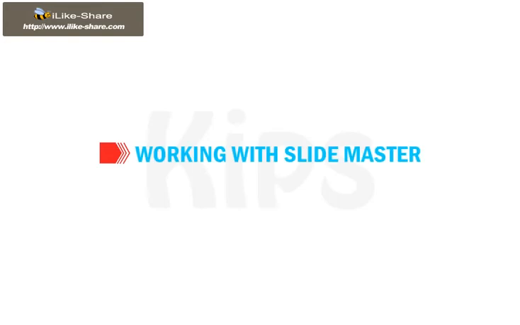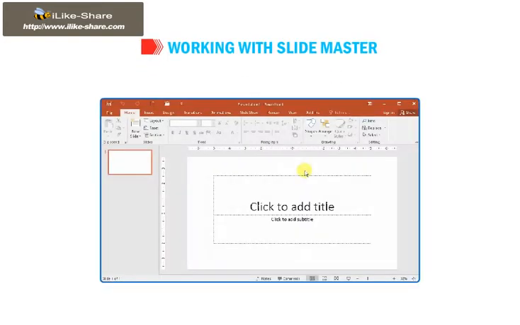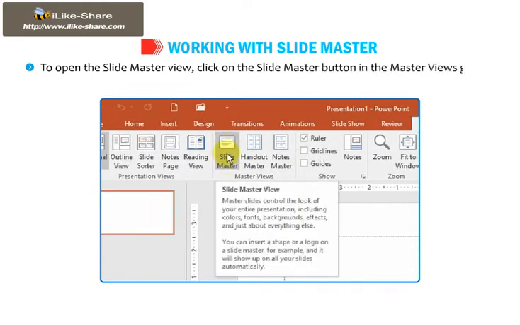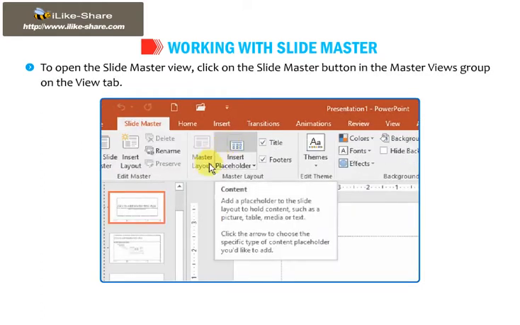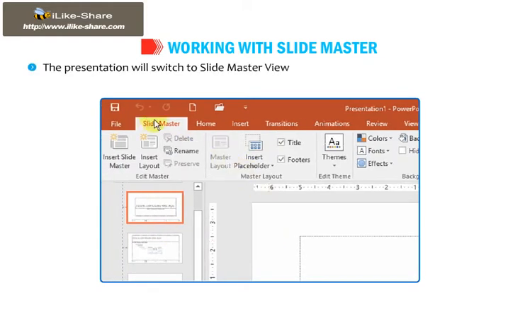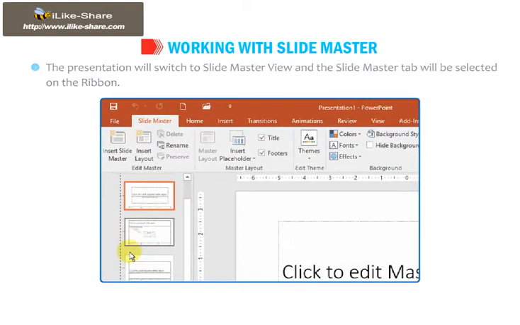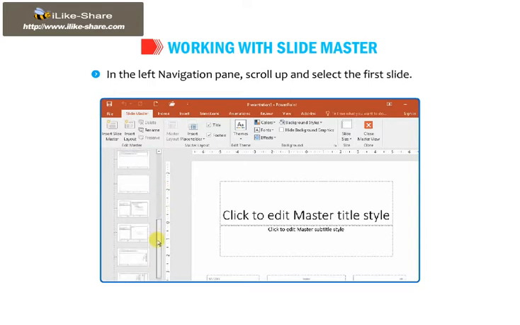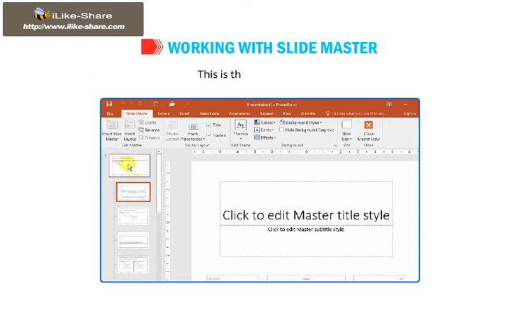Let's learn how to work with Slide Master now. To open the Slide Master view, click on the Slide Master button in the Master Views group on the View tab. The presentation will switch to Slide Master view and the Slide Master tab will be selected on the ribbon. In the left navigation pane, scroll up and select the first slide. This is the Slide Master.